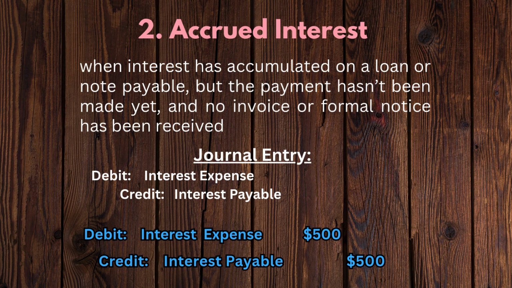Let's say interest has accrued through March 31st, but your next loan payment isn't due until April 15th. That March interest is still a March expense. It needs to be recorded in that period. So you will record the following adjusting journal entry. You will debit interest expense and you would credit interest payable.